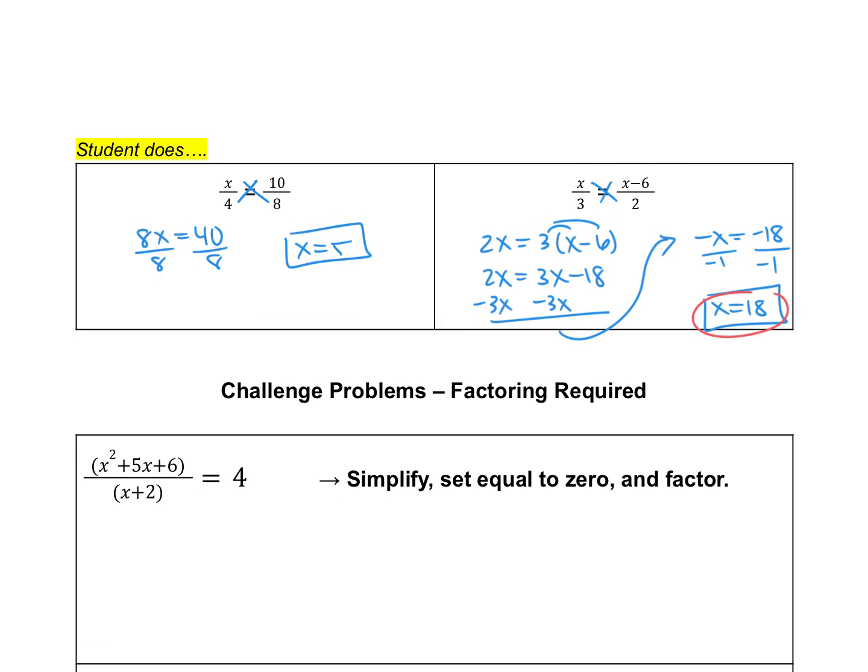If we were to take this 18 and plug it in, we would get 18 over 3 is equal to 18 minus 6 over 2. 18 divided by 3 simplifies to just 6. On the right side, we would get 12 over 2, which is also 6. So that's how you would check your answer. I don't require that, but just so you know, that is one way to check your answer.